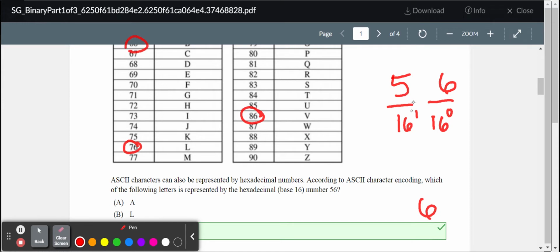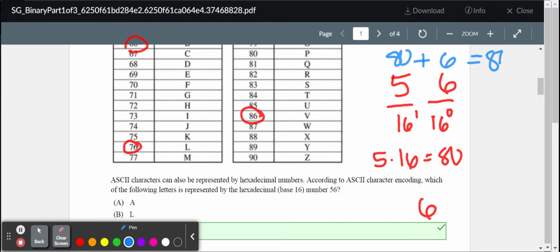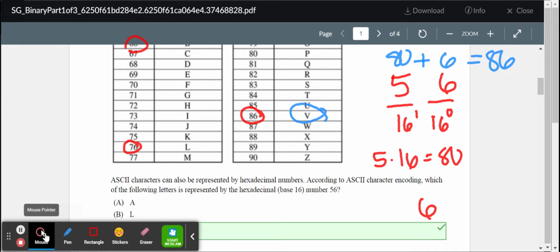And then this number is 5 times 16, which, as a math teacher, I should know off the top of my head, but I don't want to be wrong. So I got my trusty rusty calculator, so that's 80. So this represents overall 80 in the decimal value. This represents 6. Add that together, you get 86. So we must be looking at V as our correct answer for that one.